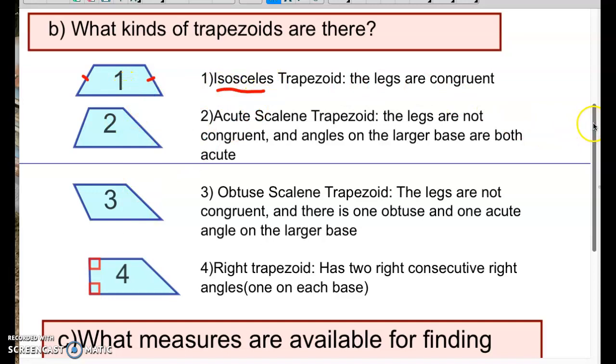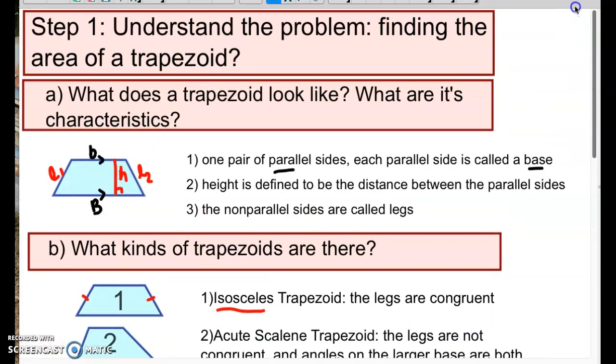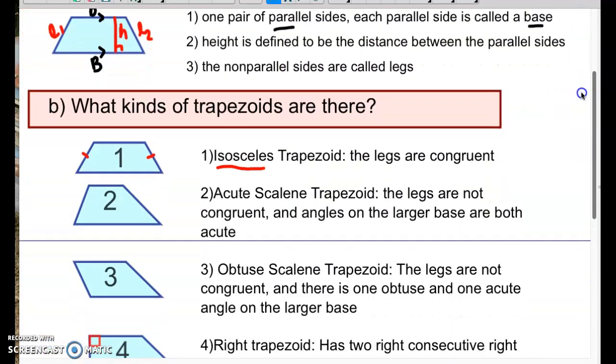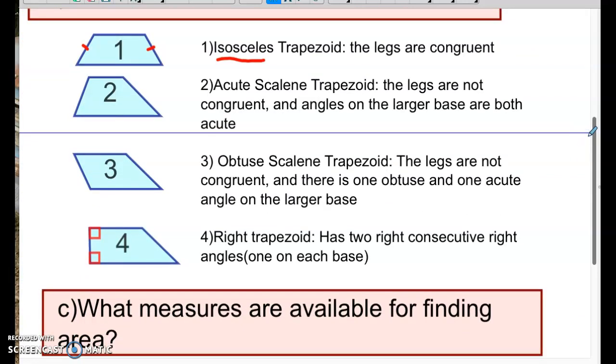So again, we are investigating. This is step 1. We are understanding what a trapezoid is right now and all of the different kinds of trapezoids. So an acute scalene trapezoid means that the base angles are acute on the larger base. So this angle right here and this angle right here are acute angles. They are not necessarily congruent, but they are acute. And scalene means that these 2 legs are not the same length.